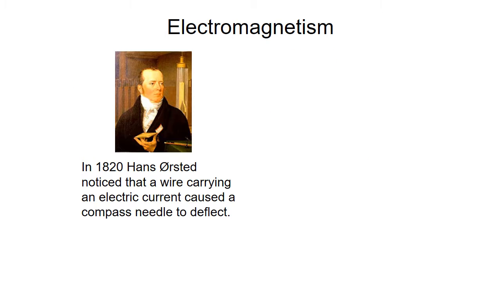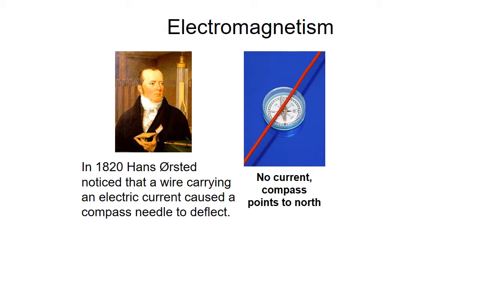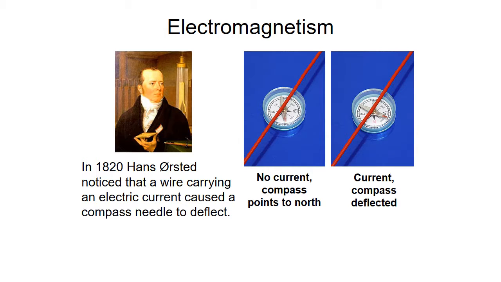So what is electromagnetism? Well, in 1820, Danish scientist Hans Ørsted noticed that his wire, which had electricity passing through it, caused his needle to deflect. Without any electricity passing through it, the compass is just pointing north as normal. But when he put electricity through the wire, the compass deflected, suggesting something was happening.